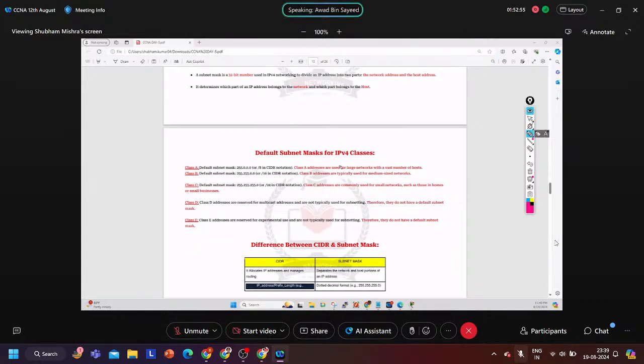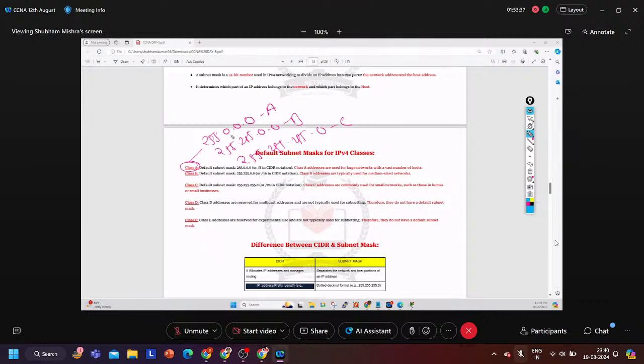Now, there are some classes and there are some default subnet masks for them. I hope you guys are already aware of it. For class A, the default subnet mask is 255.0.0.0. For class B, 255.255.0.0. This is the default subnet mask for class B. Class C is 255.255.255.0. This is the default class C subnet mask. Understand?